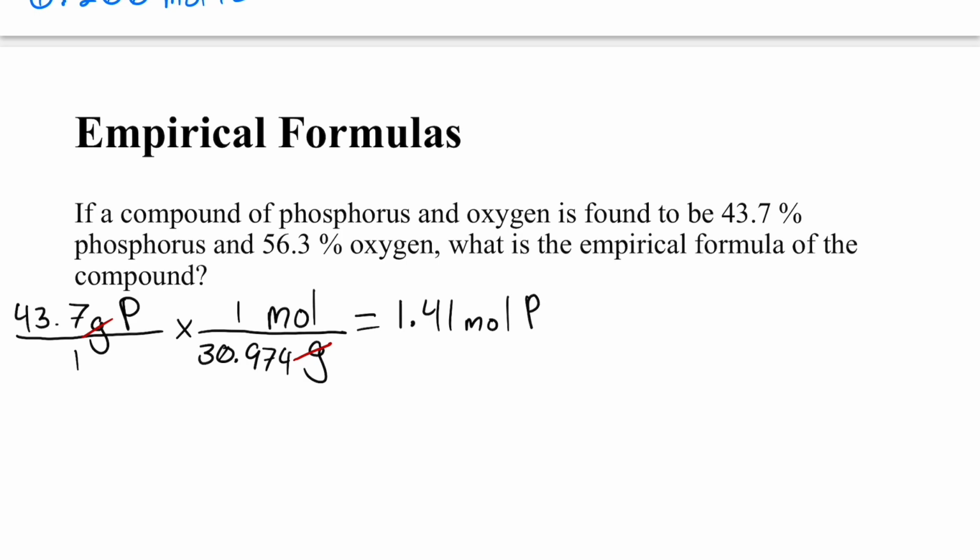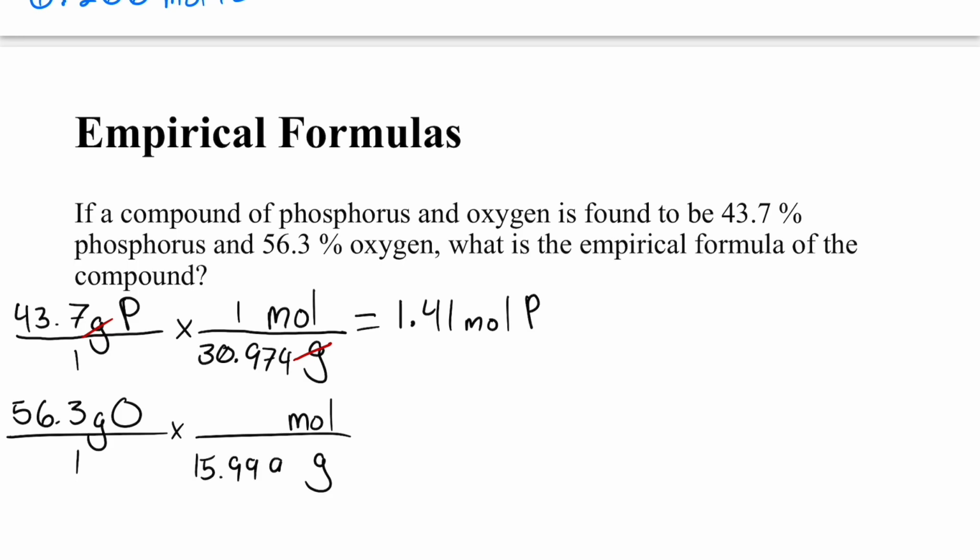Then we do the same thing for oxygen. 56.3 grams of oxygen. The molar mass of oxygen is 15.999 grams in 1 mole. Units of grams cancel. And then 56.3 divided by 15.999. Rounding to correct significant figures gives us an answer of 3.52 moles of oxygen.